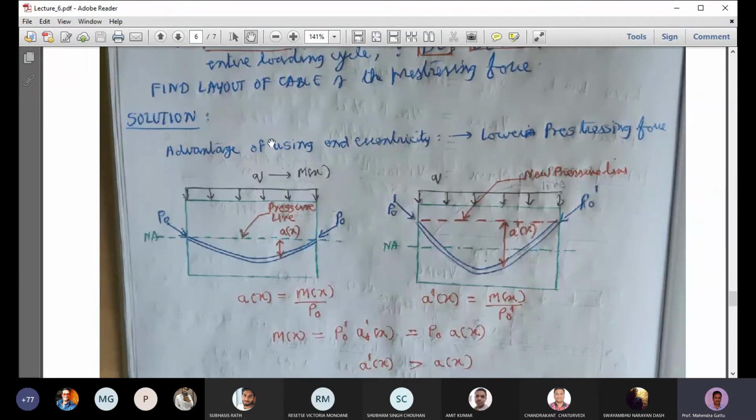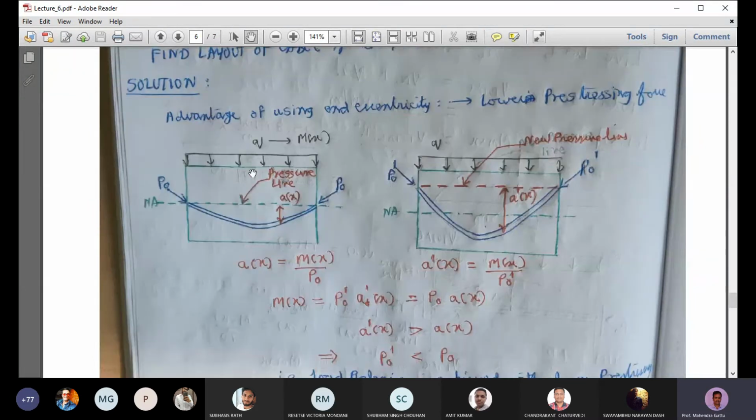First we have to understand what the advantage of providing end eccentricity is. The main advantage of using end eccentricity is that it lowers the pre-stressing force. To support this statement, let's look at this beam with zero end eccentricity. Here at the left edge and the right edge, eccentricity with respect to the neutral axis is 0. We have analyzed this case. We are laying out the cable in such a fashion that e of x is equal to M of x by P0.